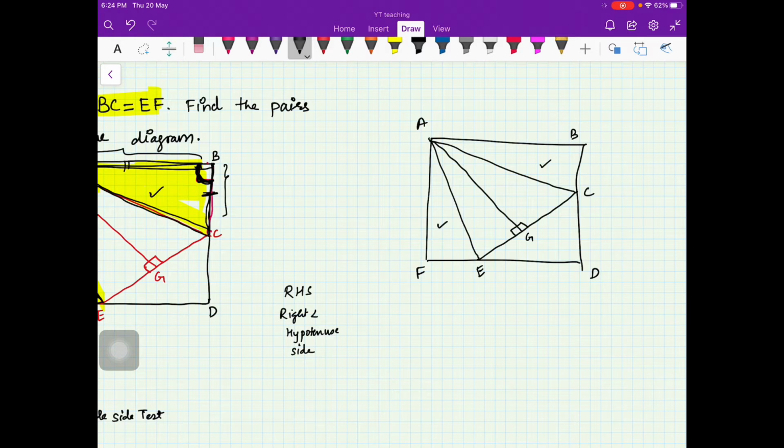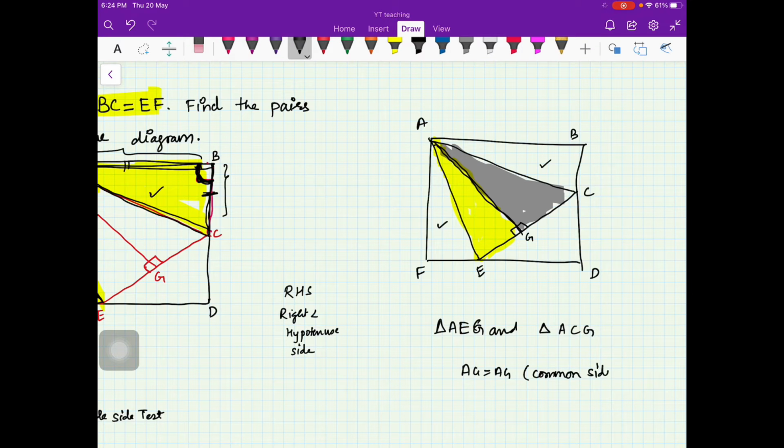Let us see if we can find any other pair of triangles which are congruent. Look at triangle AEG and triangle ACG. Are these two triangles congruent? Here AG is common. AG is equal to AG, a common side.